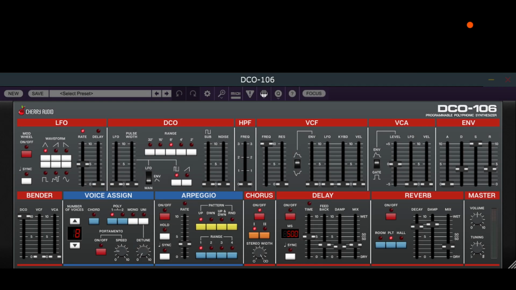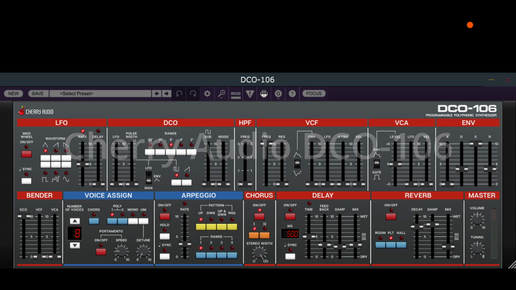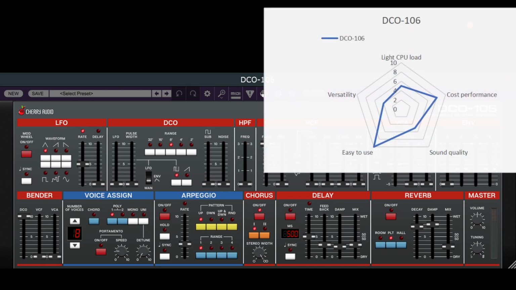4. DCO106. Cherry Audio is a very motivated company that makes lots of cheap emulations of vintage synthesizers. Some of their products are not so satisfying for me, but this DCO106 is relatively nice and I use it very often to make stab, pluck, and bass.